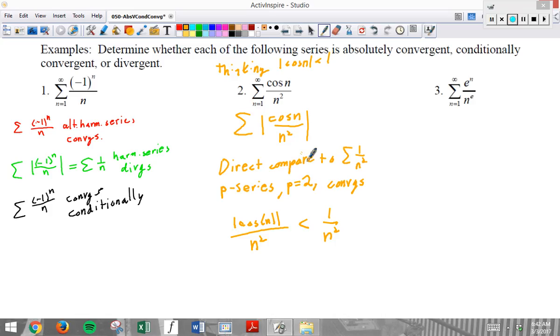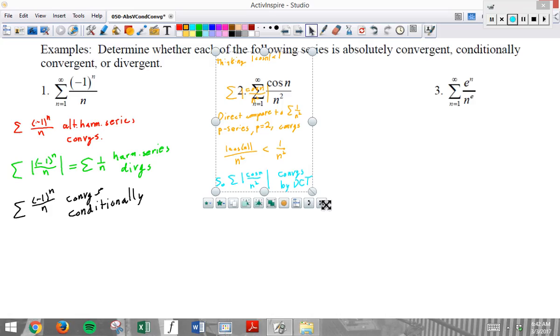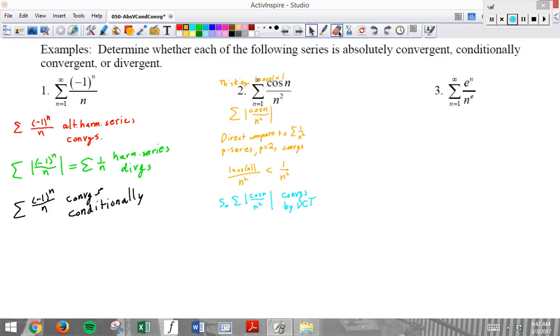Alright, so converges, greater, so this guy, the absolute value series, converges by the direct comparison test. You would need to state that. And again, the idea is, since the absolute value series converges, the original series, the OG series, converges absolutely. Okay? And we never even have to check it.